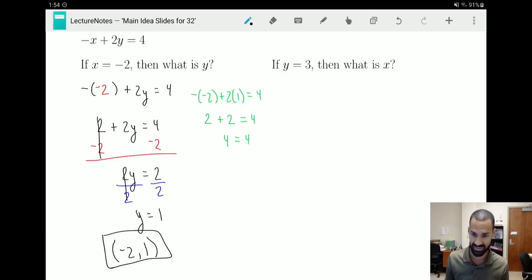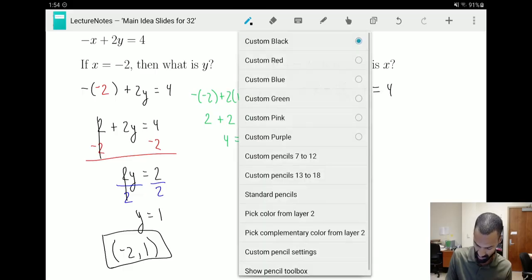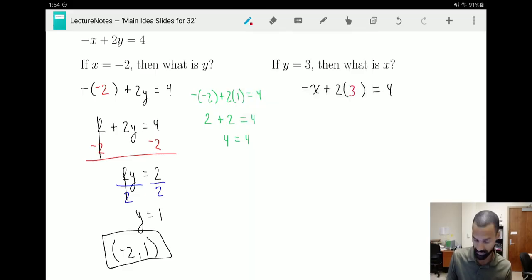Okay, but I just picked negative 2 for x. What if I picked something else, like y is 3? Okay, well, let's use that same equation. This time, though, instead of having y, I'm going to substitute in 3 in its place. So instead of 2 times y, I have 2 times 3. 2 times 3 is 6, so I'll simplify that term first. So negative x plus 6 equals 4.